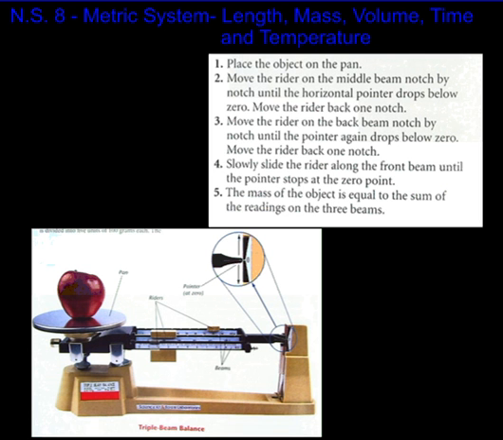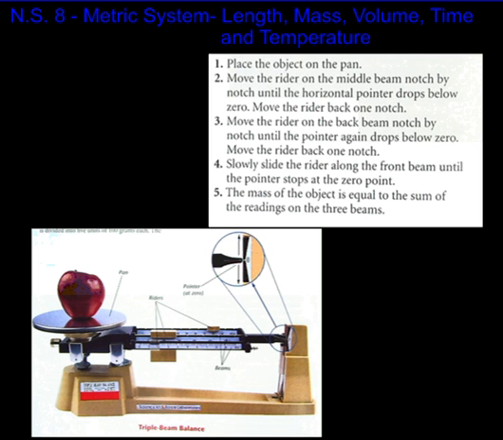The middle or 500-gram beam is divided into 5 units of 100 grams each. The front or 10-gram beam is divided into 10 major units of 1 gram each. Each of these units is further divided into units of 0.1 gram.